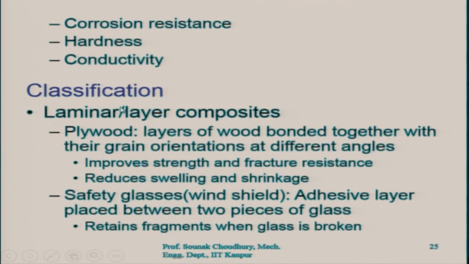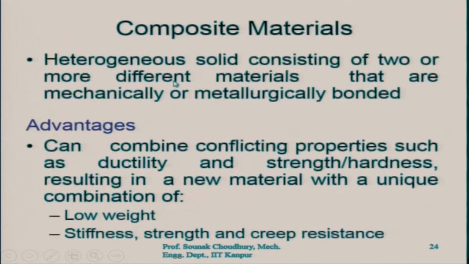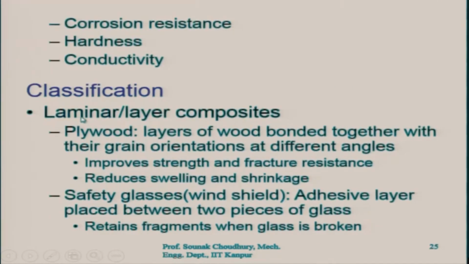Okay. Now, the classification of composite materials: they may be laminar, or layer, composites, as it is said. For example, plywood has layers of wood bonded together with their grain orientations at different angles. So, this is called plywood, which is also a kind of composite material, all right.